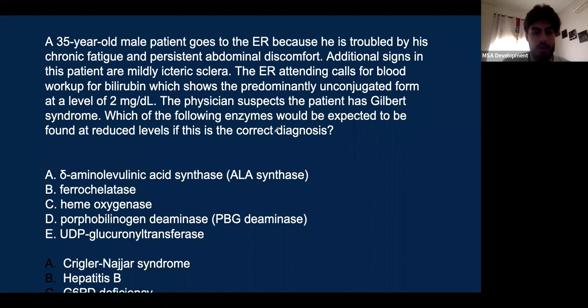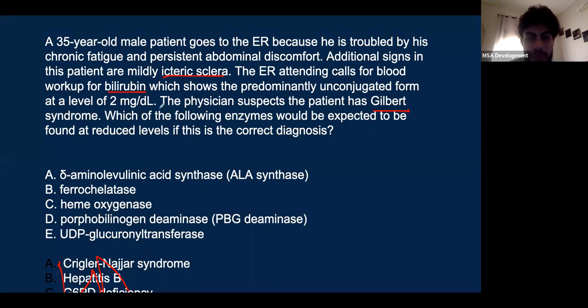Okay, so next, a 35-year-old male patient goes to the ER because he is troubled by chronic fatigue and persistent abdominal discomfort. Additional signs in the patient are mildly icteric sclera, so here we have jaundice. The ER attending calls for a blood workup for bilirubin. So this person already has jaundice, and the physician suspects that the patient has Gilbert.